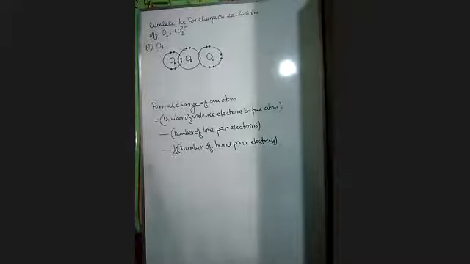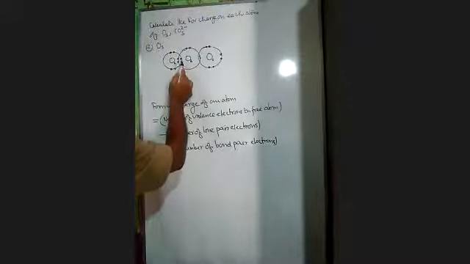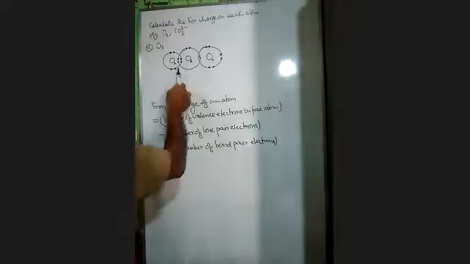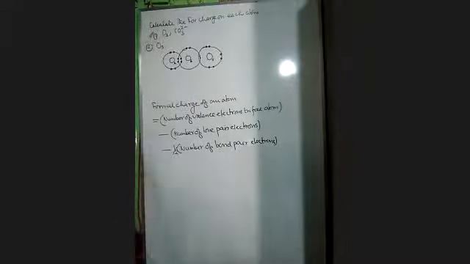See, here you have two single bonds. These are covalent bonds. In this bond, no electron is being given by oxygen C. Both the electrons are given by oxygen B. So this is a covalent bond, this is a coordinate bond.